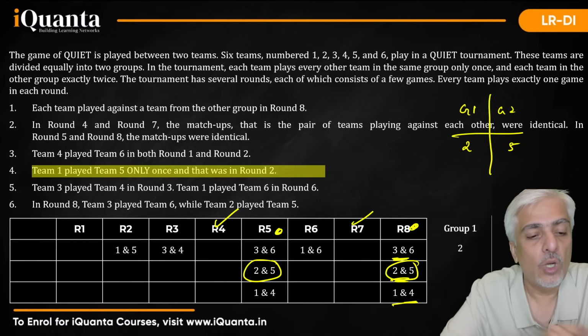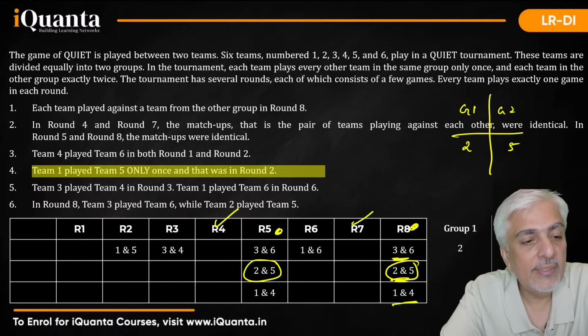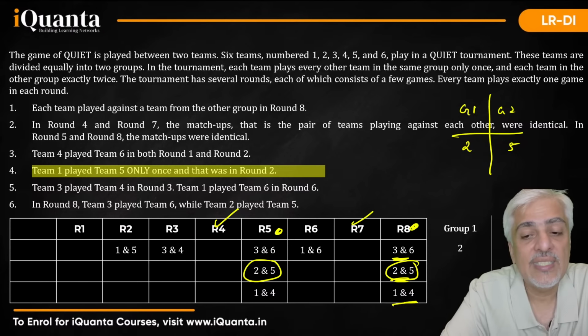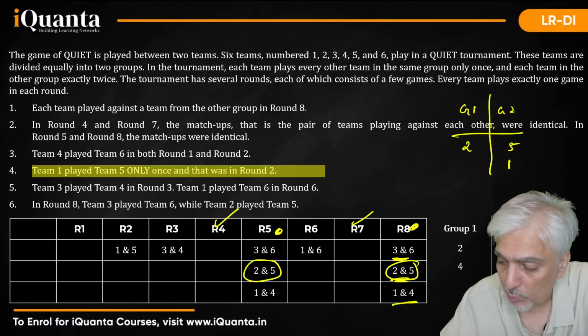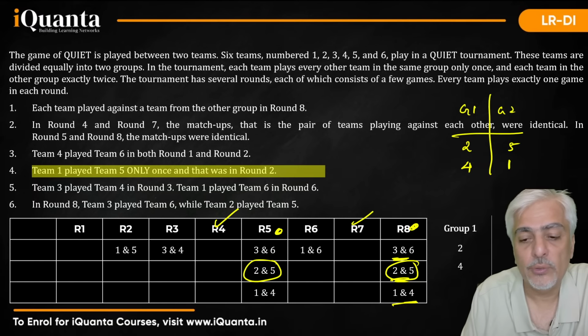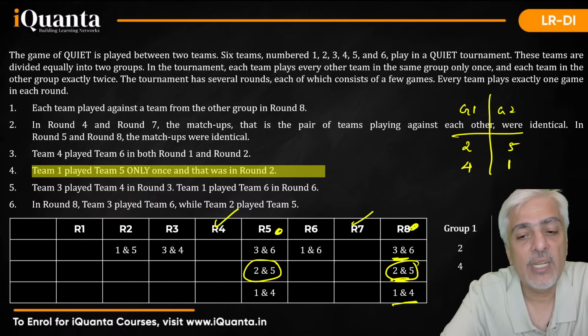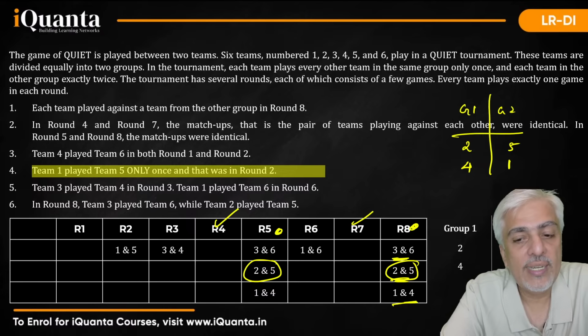Next, what about 1 and 5? They had told us 1 and 5 played only once, which means 1 is in the same group over here. So 1 is in the same group over here. So 4 has to be in the opposite group. So 1 and 4 are in this groups that way. Okay, now we are left with 3 and 6.